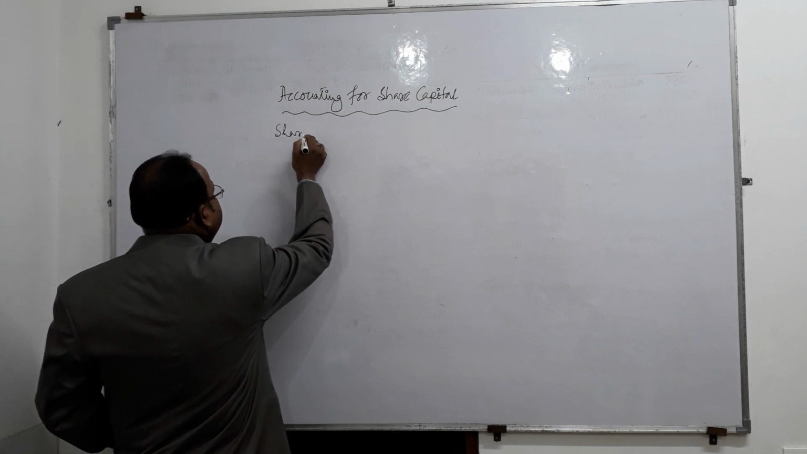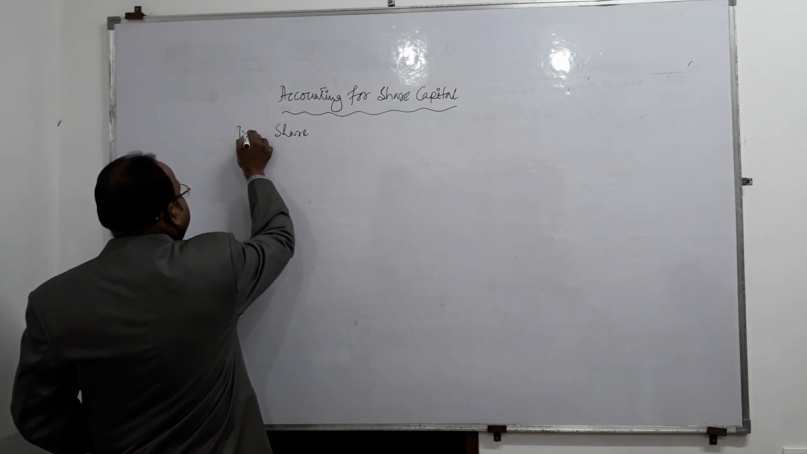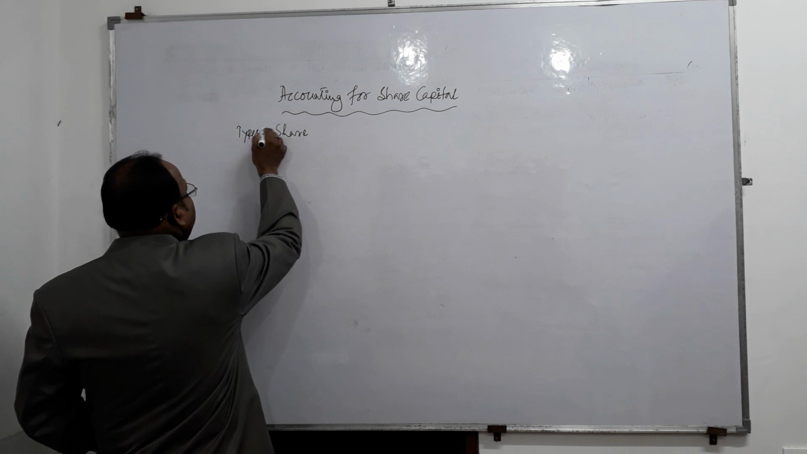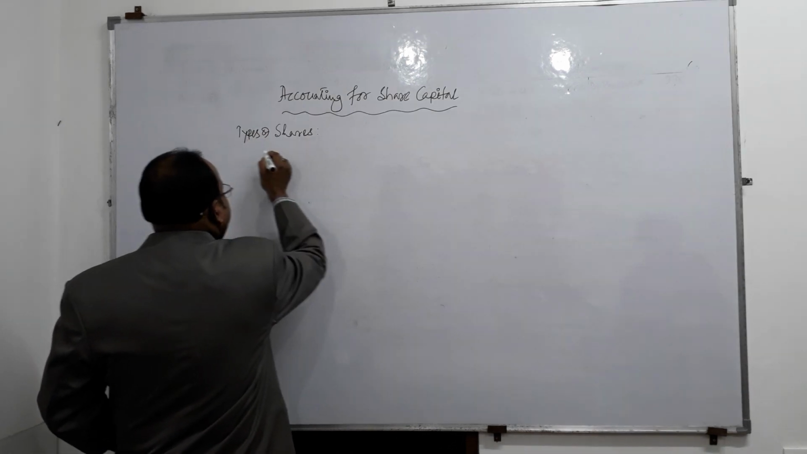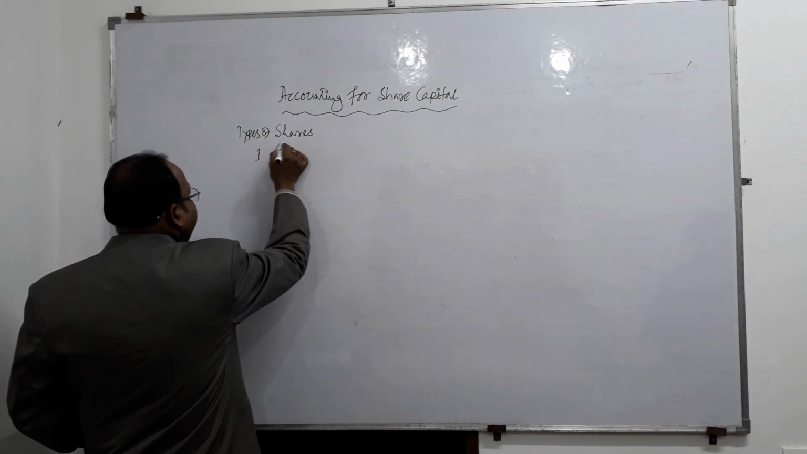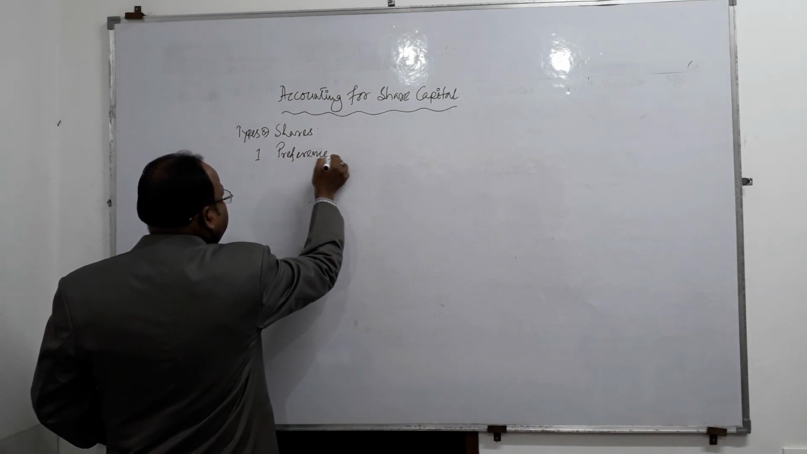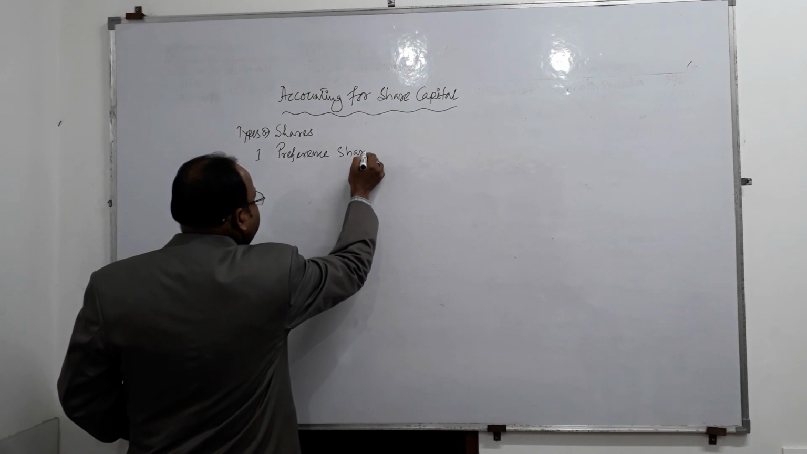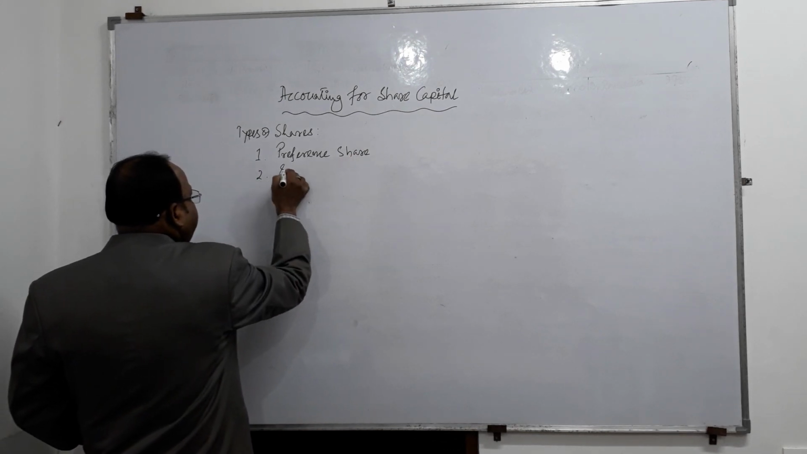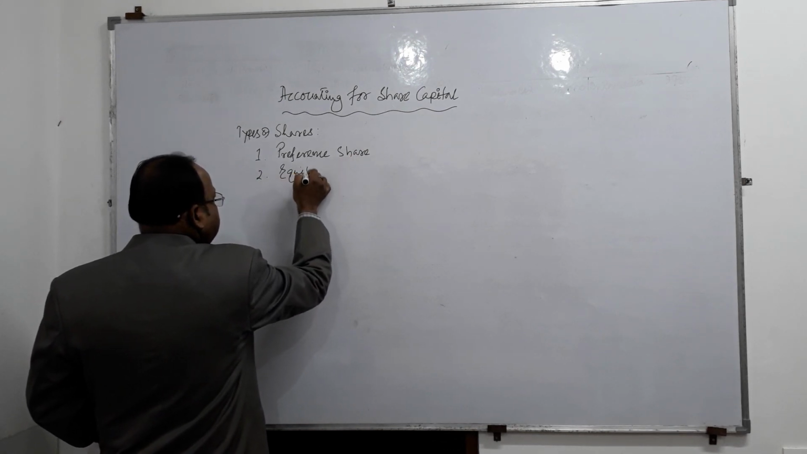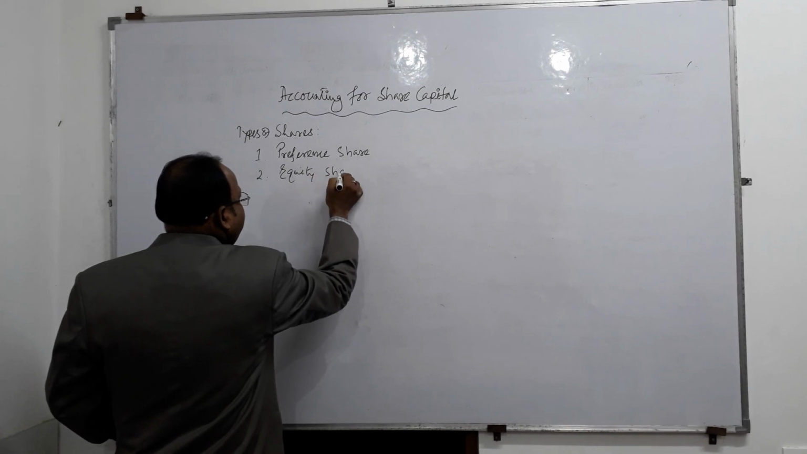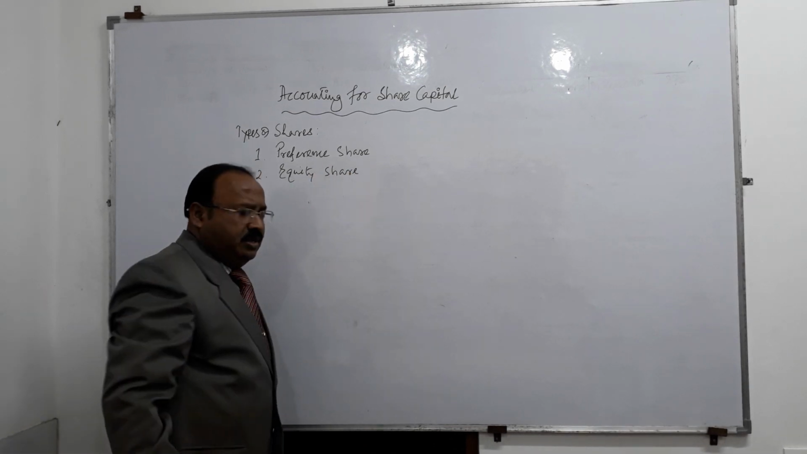Now you try to understand the types of shares. There are two types: one is preference share and another one is equity share. Now we will discuss what you mean by preference share.